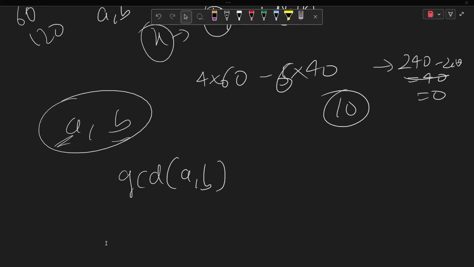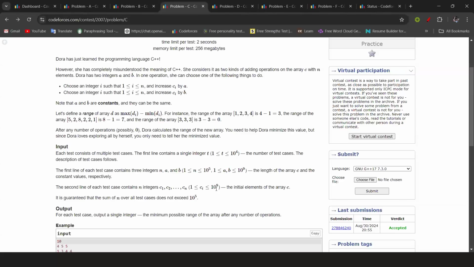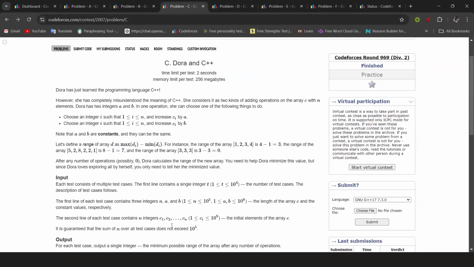Yes, sir. Okay, so now maybe we can move to the next problem if anybody doesn't have any other doubt. Okay, sorry, I had to show the code also.